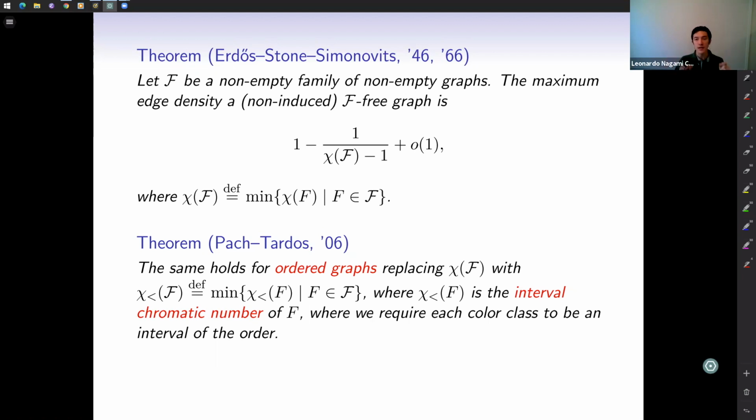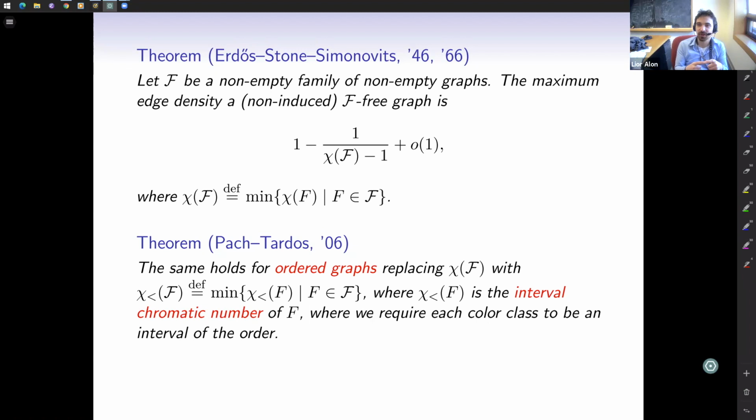ordered graph, is a coloring that, as usual, you cannot assign the same color to endpoints of the same edge, but each color class, so if you look at all the vertices that receive, say, color red, needs to be an interval of the order, right? Remember, the vertices are ordered somehow. Right? So each color class needs to be an interval. That's what's called interval chromatic.